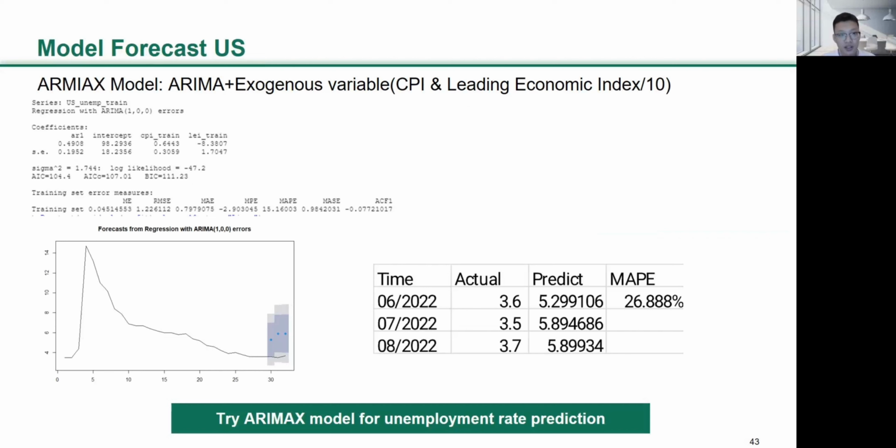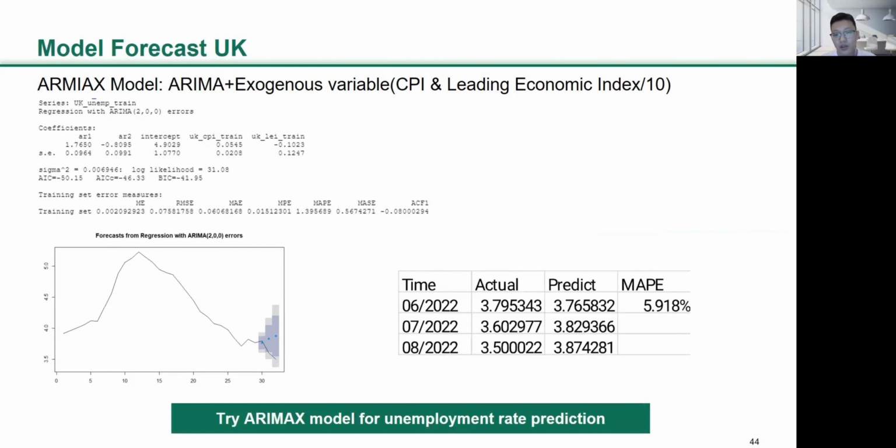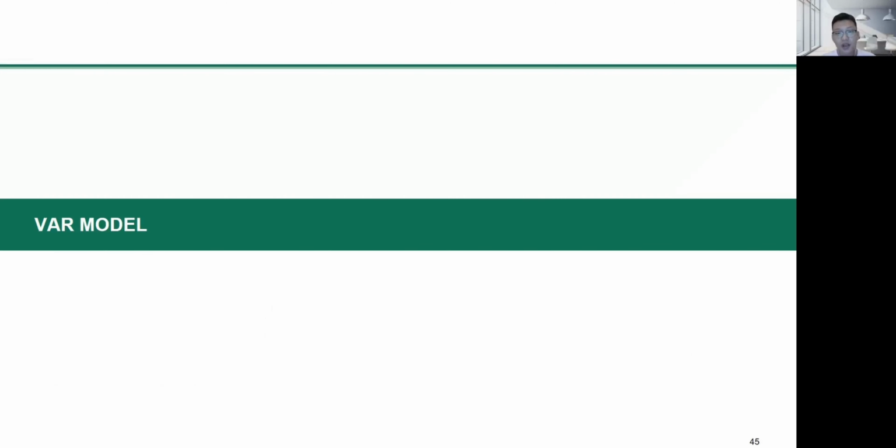The ARIMAX model is ARIMA plus exogenous variables. Here I choose CPI and the leading economic index as my exogenous variables. This is the prediction model and this is the prediction result. For June to August, the predicted MAPE is 26.8%. For the UK, from June to August, the MAPE is 5.9%. The reason the US deviation is much larger than the UK is that US unemployment had a spike when the epidemic began. This is all my part.